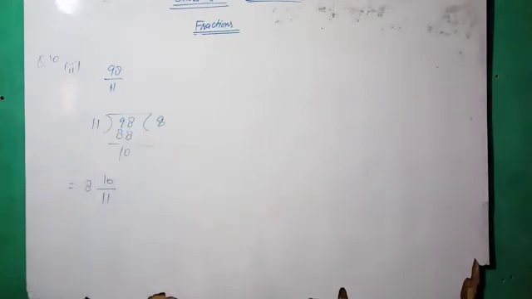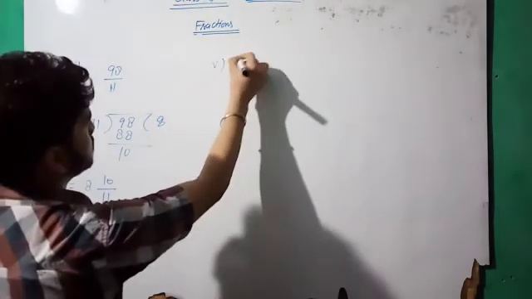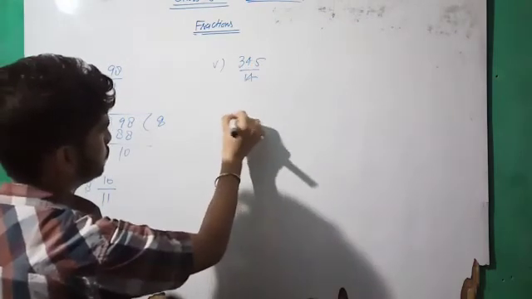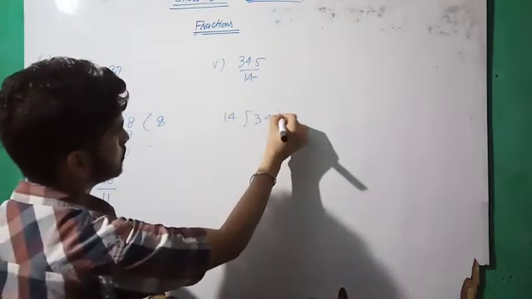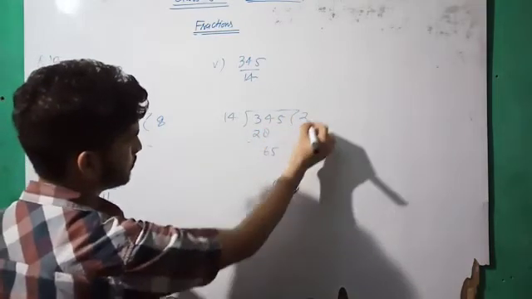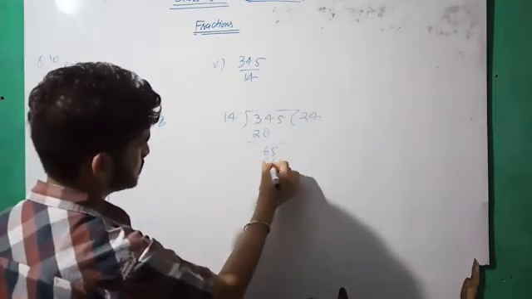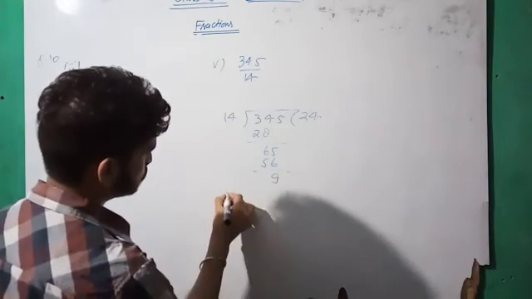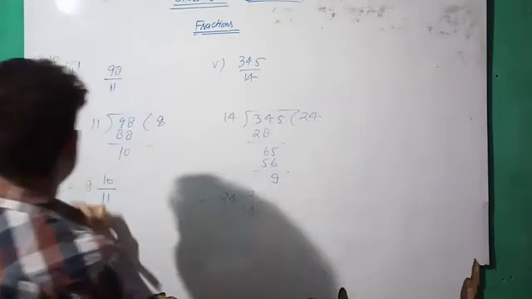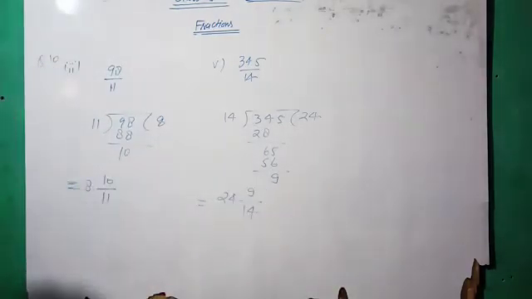Okay. Similarly, we have 345 upon 14. Fifth part, 345 upon 14. Divide 345 by 14. 14 twos are 28. Then 65, 14 fours are 56. Then 9. So 24 whole 9 upon 14 is the mixed fraction for this. Okay.